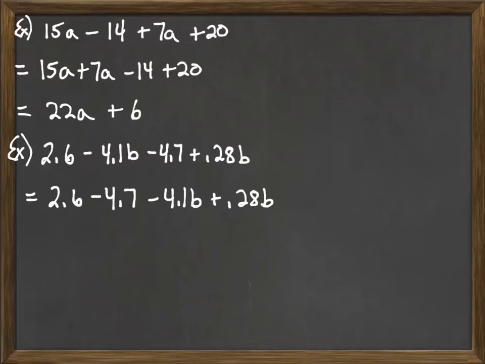At this point we just need to add our decimal expressions, and if you want to, this is where technology can also come into play and be a little bit helpful. 2.6 minus 4.7 will be a negative 2.1. Negative 4.1 plus 0.28 will become negative 3.82, and because it's negative we write it down as minus. And then we keep the like term, the b. Minus 3.82b.